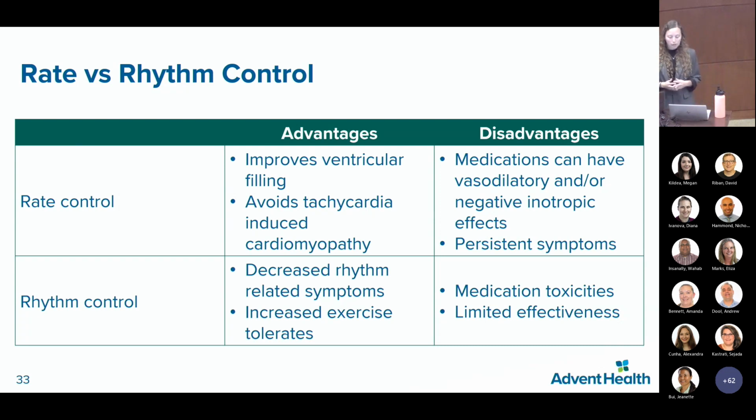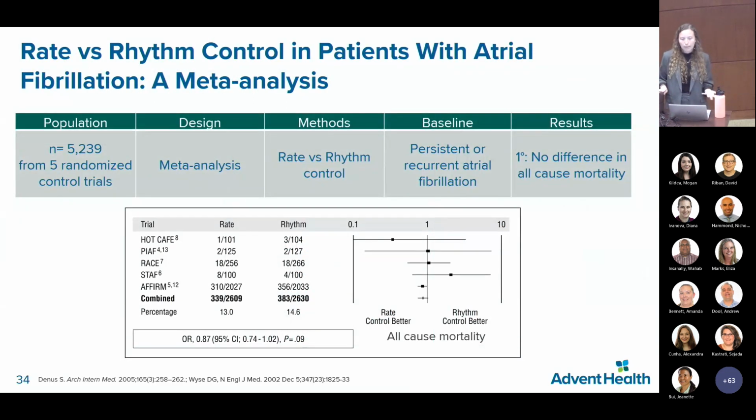Rhythm control can decrease symptoms that are related to the abnormal rhythm, but these medications are often associated with toxicity. Additionally, rhythm control has limited effectiveness in our critically ill patients, and in some cases, rate control may be our only achievable goal. Unfortunately, there are limited randomized controlled trials that compare the two strategies in our critically ill patients, but to better understand the current literature that we do have available, I wanted to first look at the data we have in the general population.